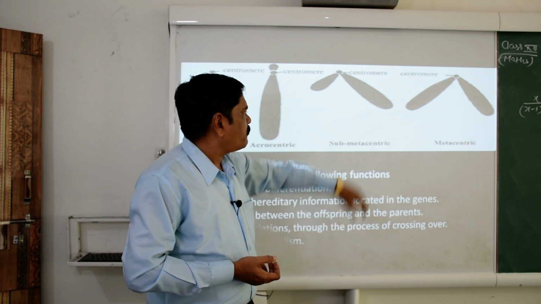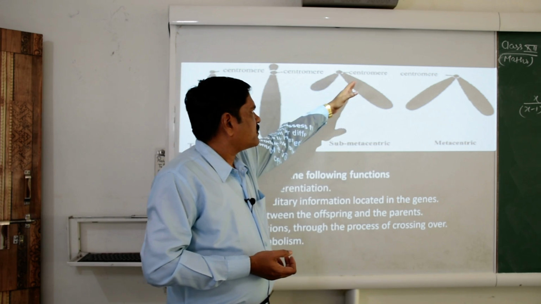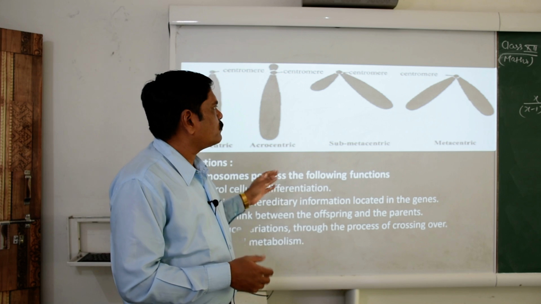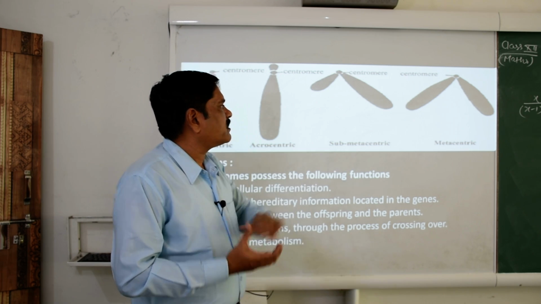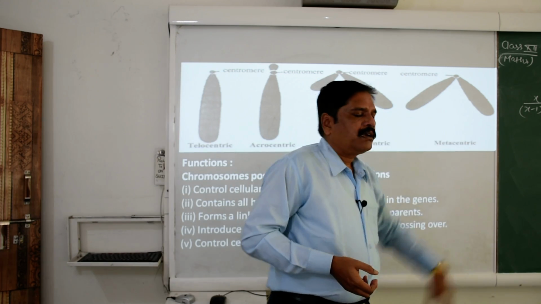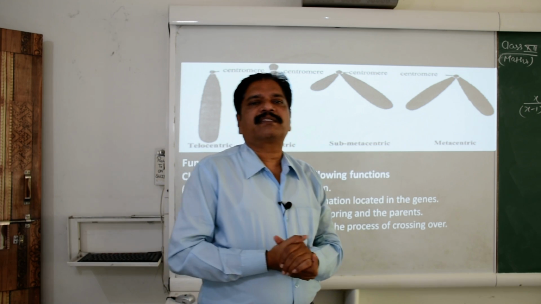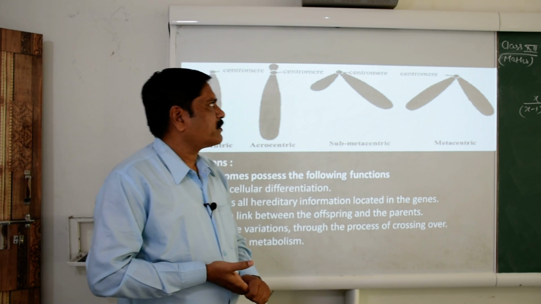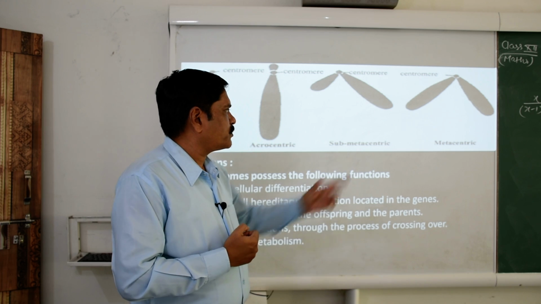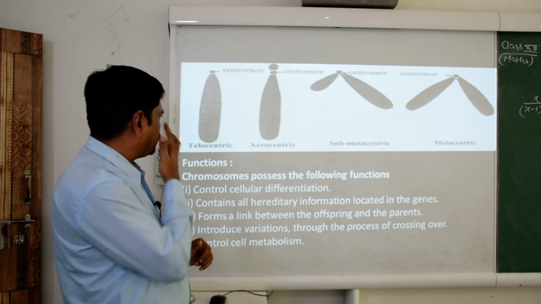When it forms an L-shaped structure, slightly shifted from the center to the peripheral side, it is called submetacentric. And when it is exactly in the center of the chromosome and forms a V-shaped structure, that is called metacentric in nature.